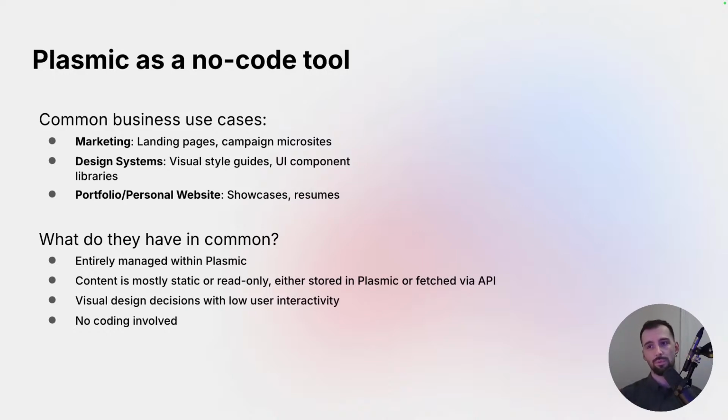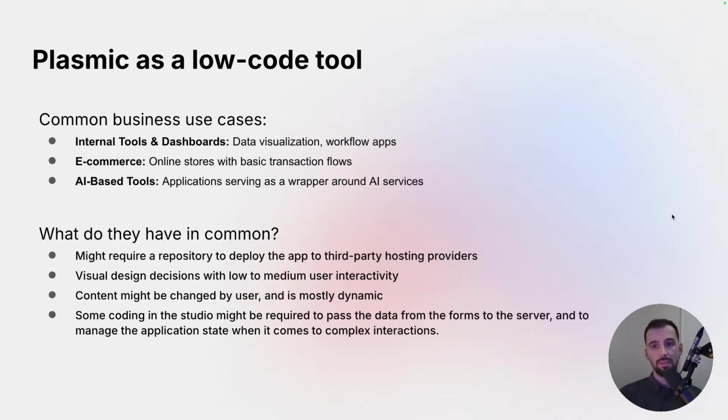So if you need more advanced capabilities than you see on your screen, Plasmic allows you to sort of transition into low code. This implies that all of the coding will occur mostly within the studio. So for example, in the snippets or when you map the data. I will show you later on how this happens.